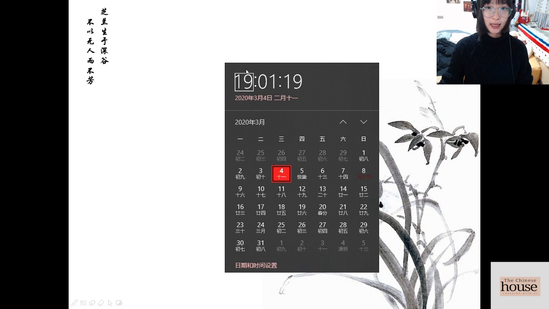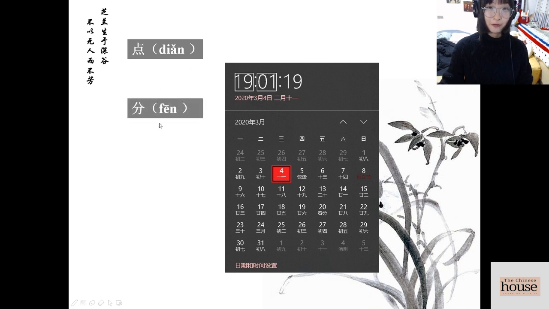This is our 点, which means o'clock. 点. For minute, we have 分, our old friend. 分. And for second, we have 秒. 秒, third tone, first falling, then rising. 秒.